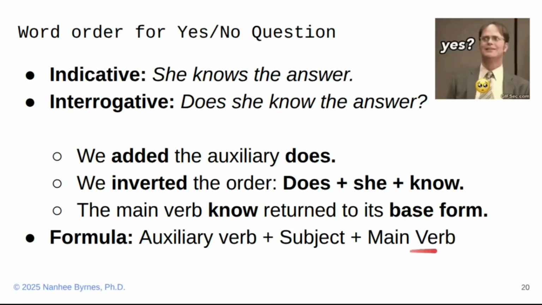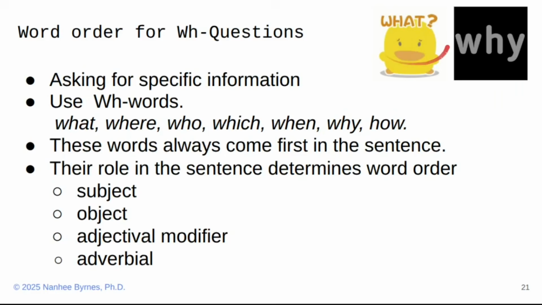Now, what if you're asking for specific information instead of a simple yes or no? That's when question words, also called WH words, come into play. Words like what, where, who, which, when, why, and how introduce questions that ask for specific details. These words always come first in the sentence, but here's the important part. What happens after them depends on their role in the sentence.